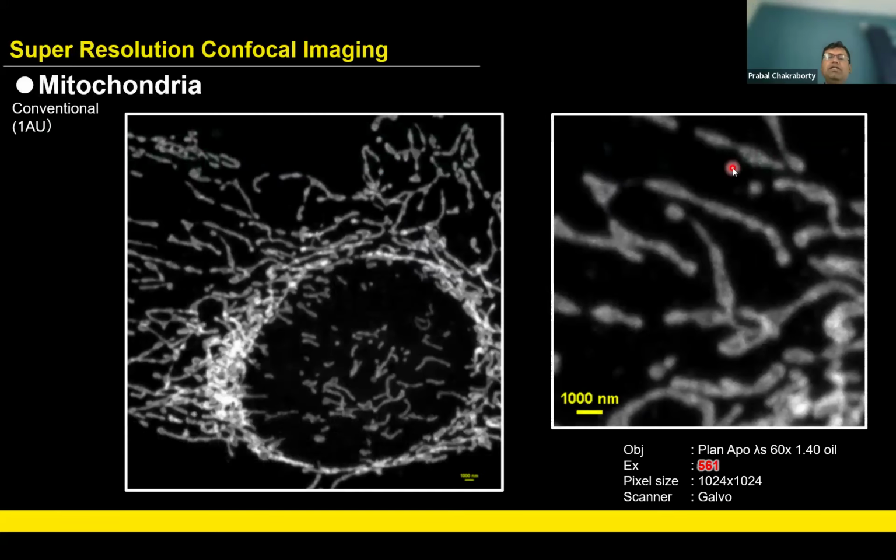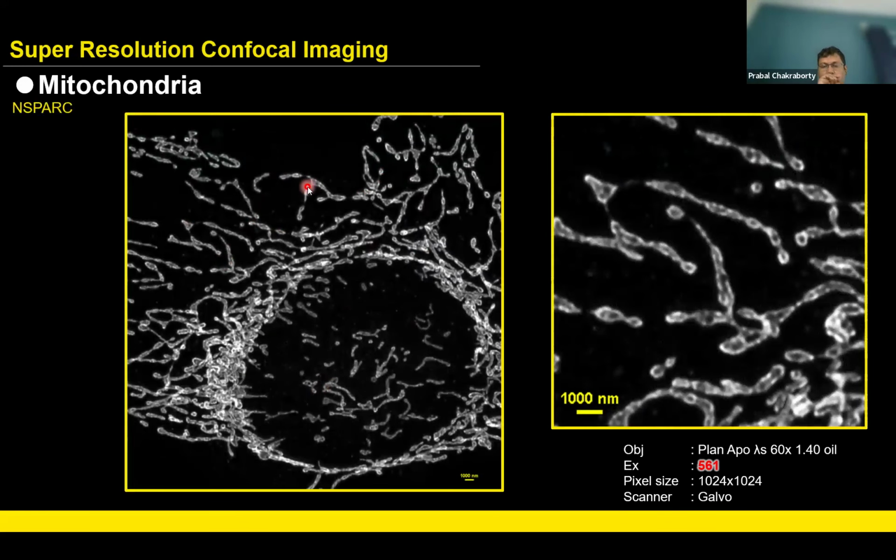And if we talk about image clarity, on the left side you can see the nucleus, and we have the mitochondria captured with conventional confocal. You can see the gross structure of the mitochondria, but we can't see internal details. But if we go to InSpark, you can see somewhat of the details of the internal structure of the mitochondria.